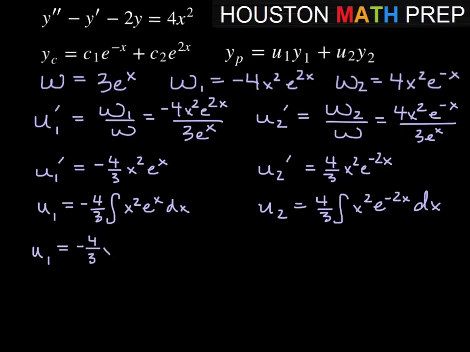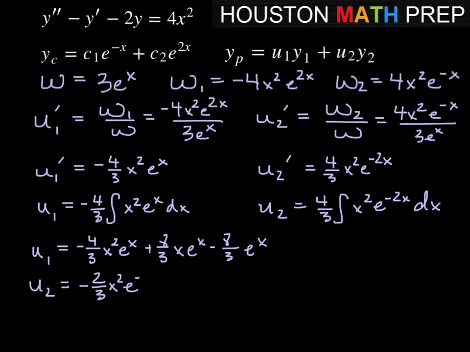So that would be negative 4/3 x squared e to the x plus, let's see, 8/3 x e to the x minus 8/3 e to the x, technically plus c. We won't be using the plus c part though. And then u2, that would give us, let's see, negative 2/3 x squared again, e to the minus 2x this time, minus 2/3 x e to the negative 2x minus 1/3 e to the minus 2x.